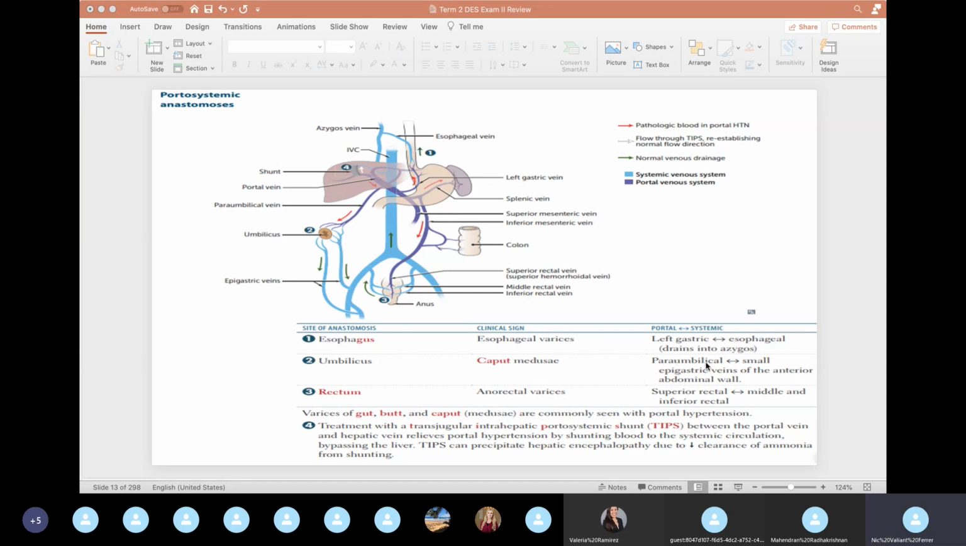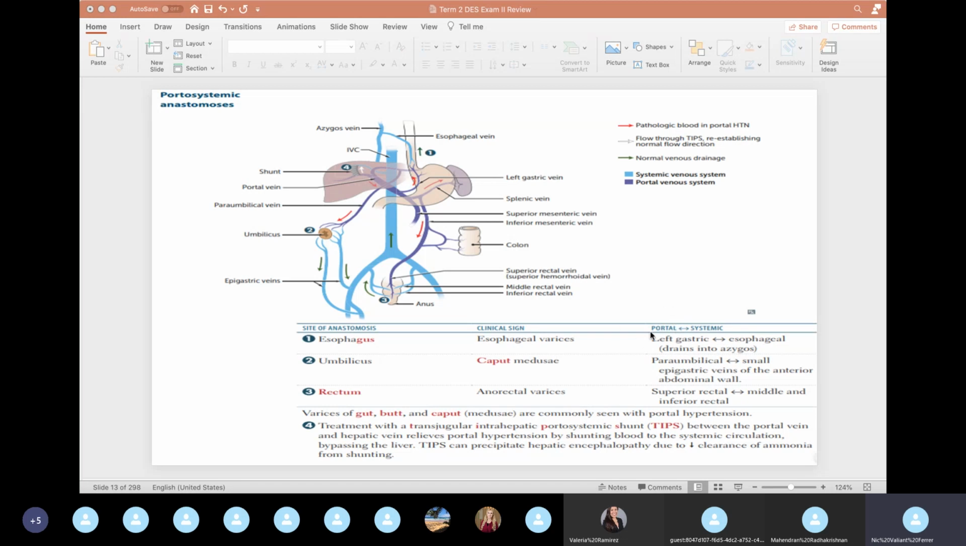So what are involved? The paraumbilical and the small epigastric veins. Next is the rectum. So we have the anorectal varices. What's the anastomosis? Superior rectal and the middle and inferior rectal. So portal and systemic, I'm sorry, this is not about arteries, this is about veins.